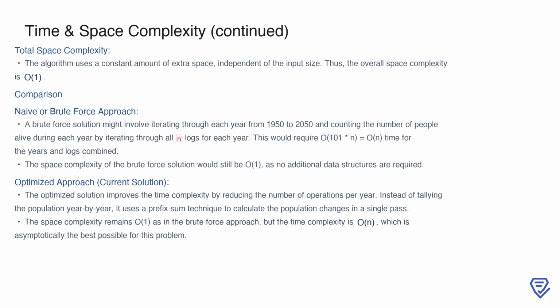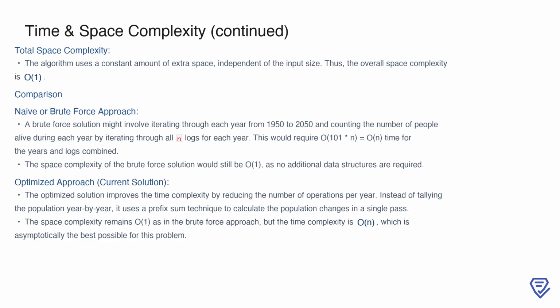Summarizing the space complexity, the algorithm only requires a constant amount of extra space, 1, independent of the size of the input. This is because the year_population array and the other variables do not scale with the number of logs.